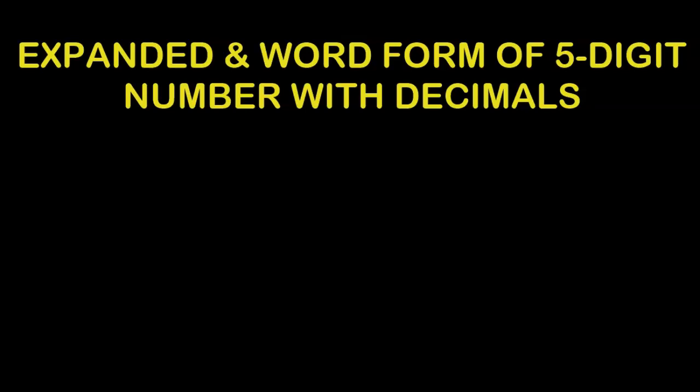In this video, we will understand how to write 5-digit numbers with one decimal place in expanded and word form and vice versa. Let's say we have 38194.2 and we have to write it down in expanded and word form.